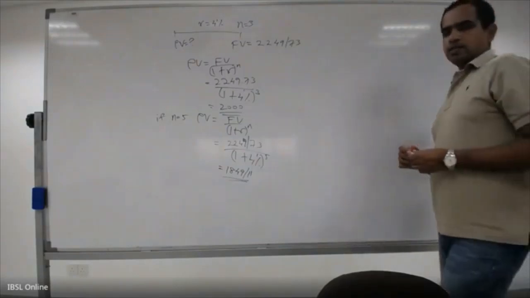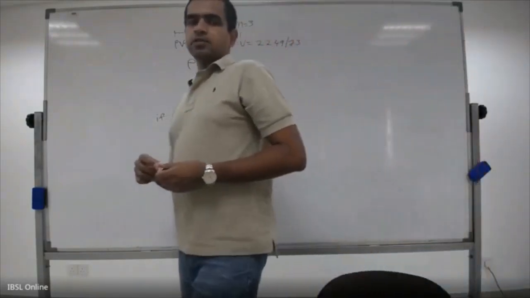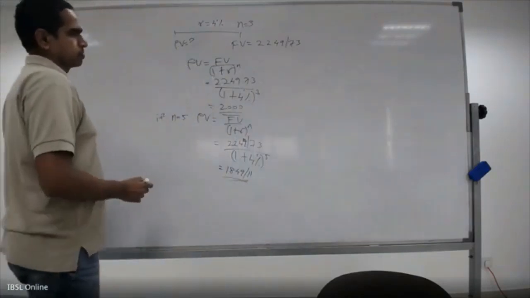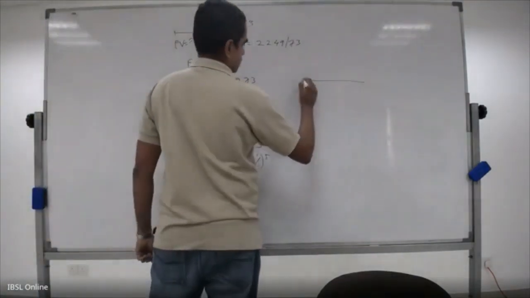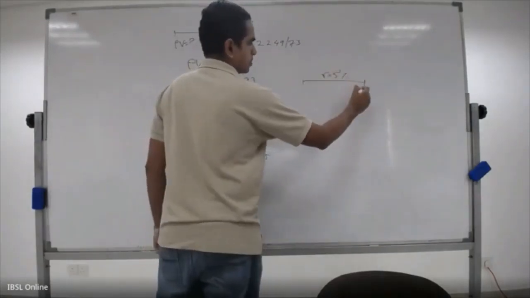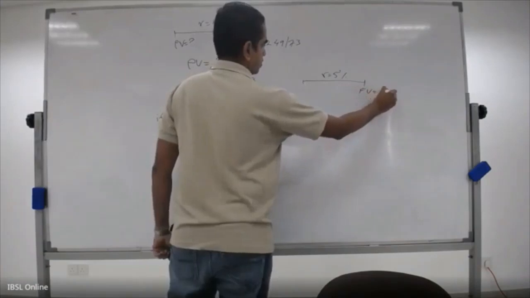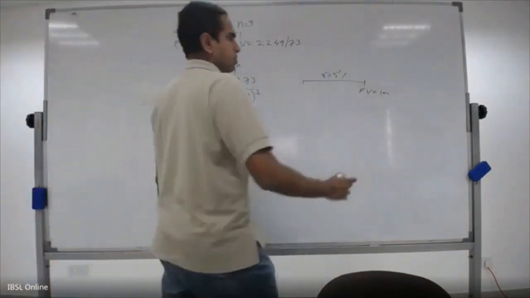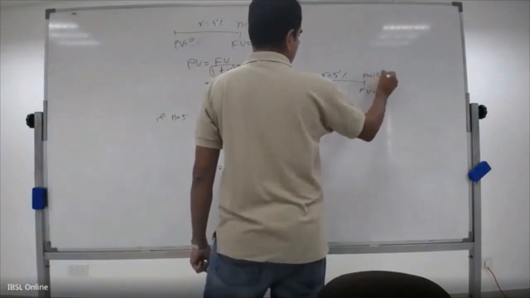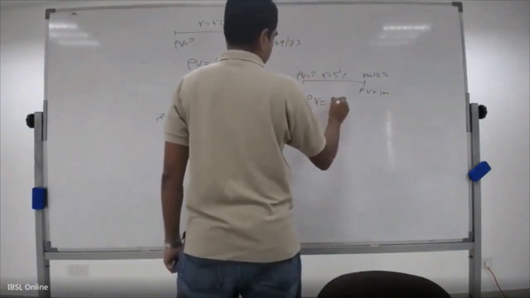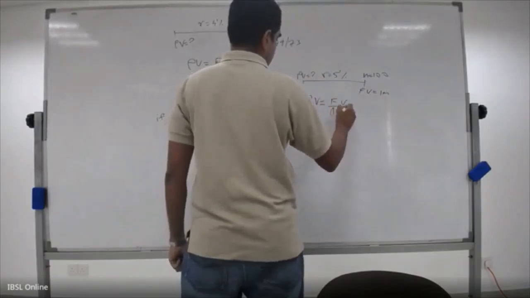How much would 1 million in 100 years be worth today if the discount rate was 5%? Discount rate 5%. Future value $1 million. N is 100. What is your present value? Right, so same equation, present value is future value divided by 1 plus r to the power n.